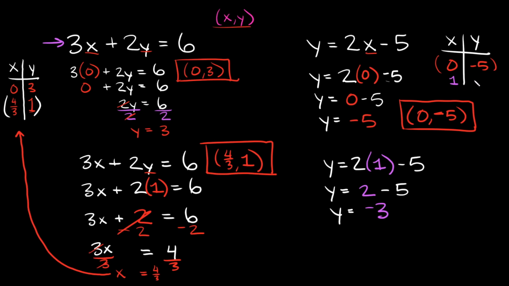All right, so we found our y coordinate right here, which is negative 3. Okay, so cool. We found another solution right here. So it'd be 1 comma negative 3, right? 1 comma negative 3. So this is another solution to this equation.